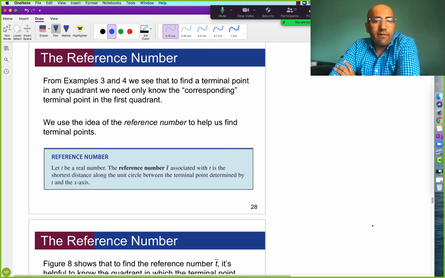Okay, so we define the reference number. The reference number t bar associated with t is the shortest distance along the unit circle between the terminal point determined by t and the x-axis. Right, so it's very similar to the idea of the reference angle. Reference angle was equal to the angle between the terminal side of the given angle and the x-axis, whereas this is the distance. t is defined to be the distance around the unit circle, so it's the rest of the distance along the unit circle between the terminal point and the x-axis.